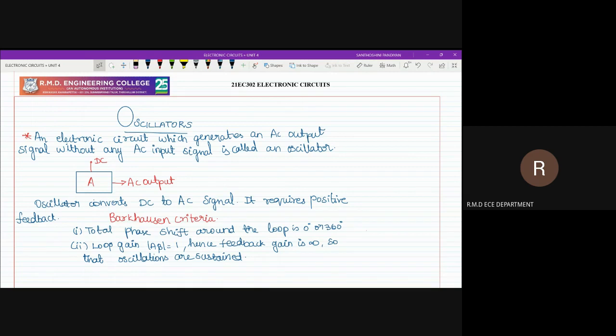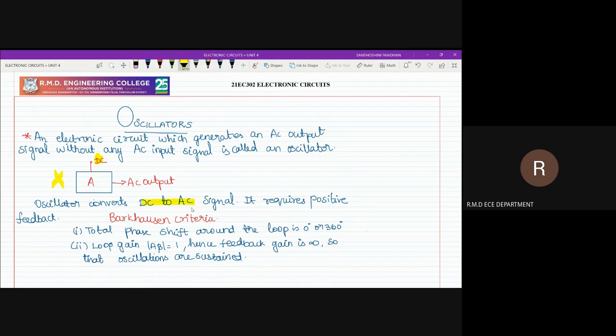Welcome students. So today we are going to see about oscillators. An oscillator is an electronic circuit which generates an AC output signal without any AC input signal. It requires only the DC biasing signal and does not require any AC input. That way you are getting the AC output.